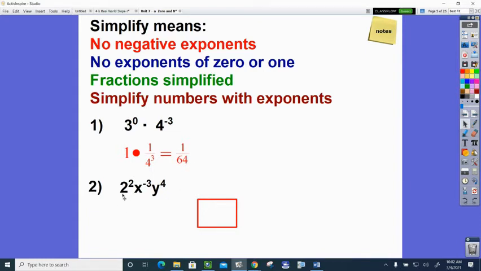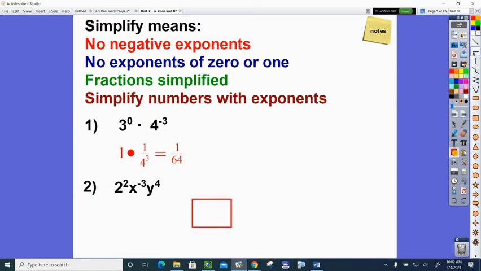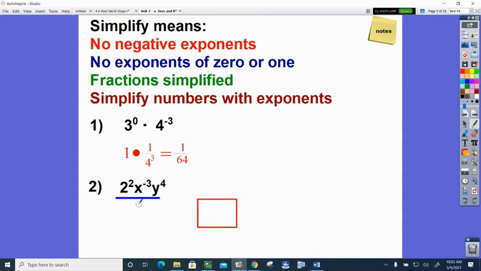Okay, so when I look at the next one, 2 to the 2nd, I can simplify that easily. This x to the negative 3 needs to reciprocate. It needs to move to the denominator. Oftentimes what I will do is, when I see a negative exponent, I will draw a fraction line, and I will write the number 1 underneath there. That's kind of where I'm starting.